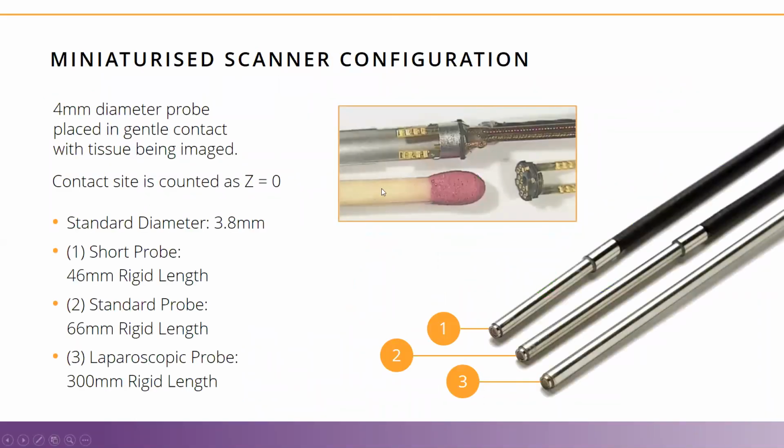And if you see, the probe is really thin. It's about 4 millimeter in diameter, comparable to a matchstick. And the place where the probe comes in contact with the sample is considered as the depth zero. And from that depth zero, you can go deeper into the tissue using the controls in the software. Now, there are three different types of probes available with this instrument. So depending upon your requirement, you can decide what type of probe you want.